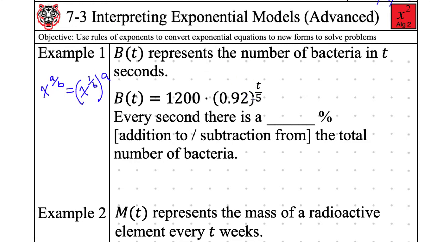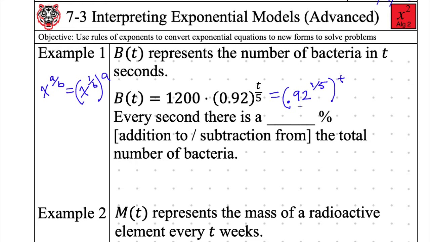So what we're going to do is we're going to say, hey, this 0.92 to the power of t over 5, that's really the same thing as 0.92 to the power of 1/5, all of that to the power of t. So the new question that I have for you guys is, what is 0.92 to the power of 1/5? And for that, you just need a calculator.